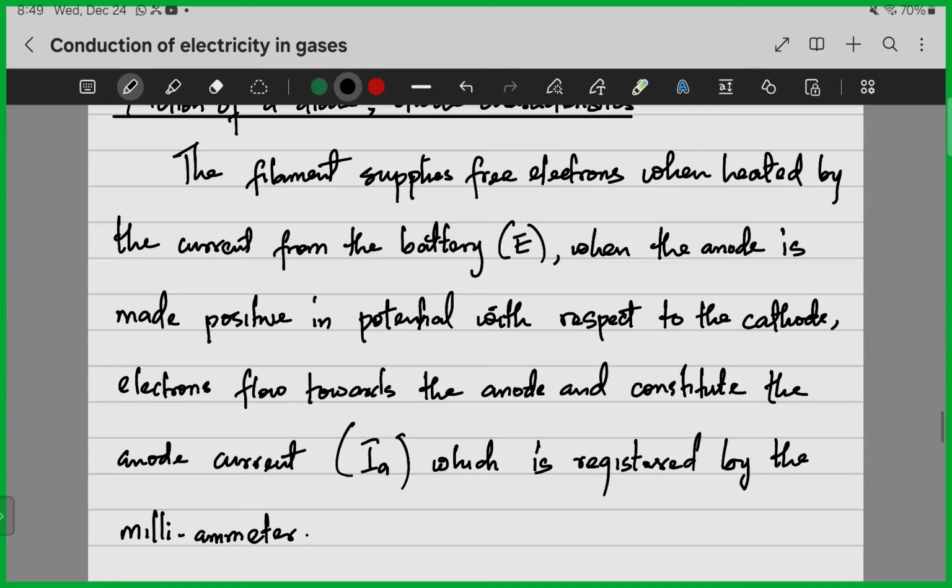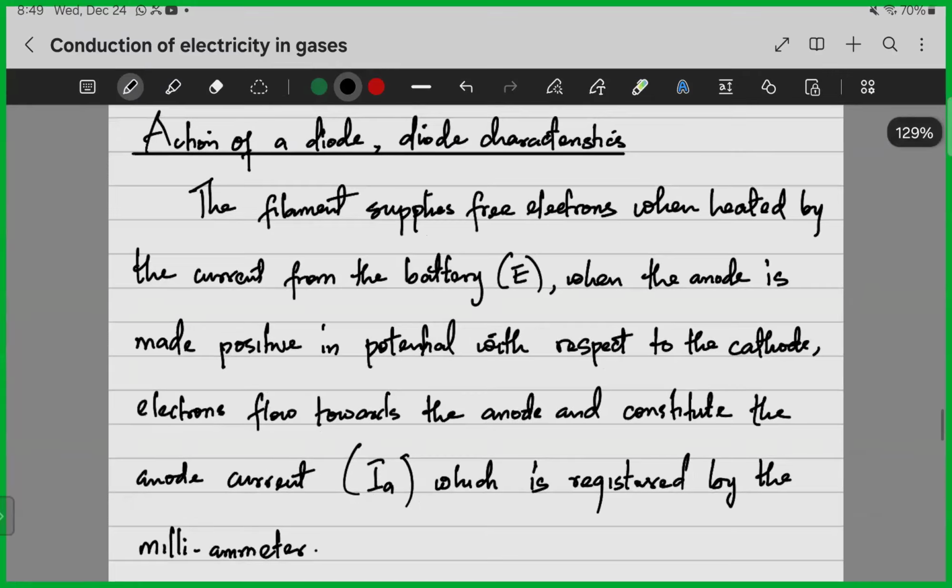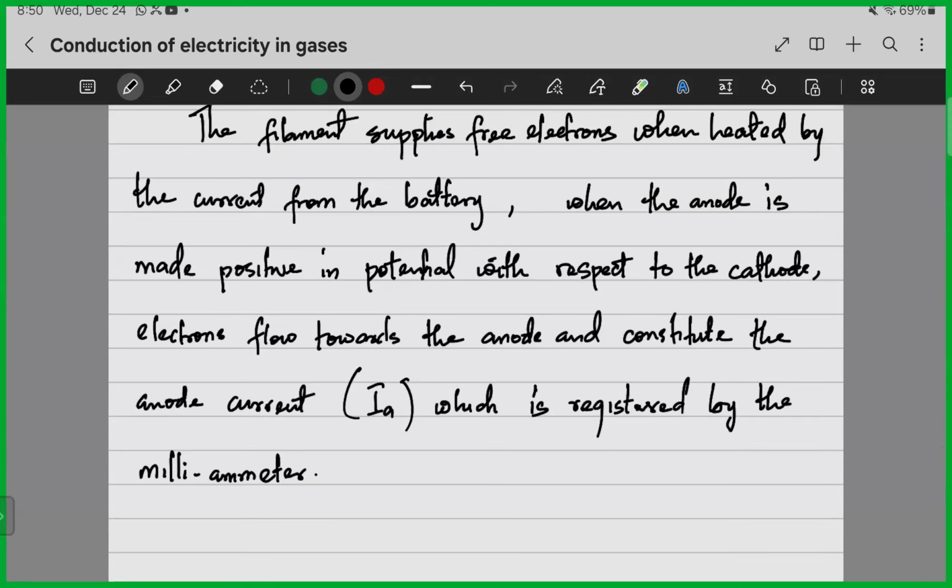So please, if you are asked how does the diode work, this explanation is specifically for that. The filament supplies free electrons when heated by current from the battery. And when we write battery as E, we are referring to EMF, the one that has the voltage. So let me just remove the E from there so that it doesn't cause any confusion, but just know that it is a battery. So the filament, when heated by the current from the battery, when the anode is made positive in potential with respect to the cathode, electrons flow towards the anode and constitute anode current, which is registered by the milliammeter.